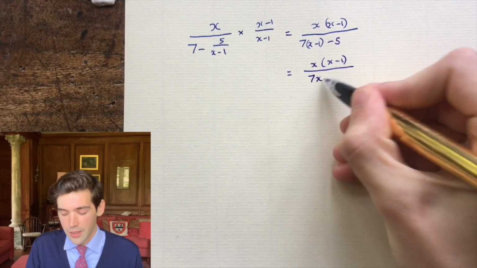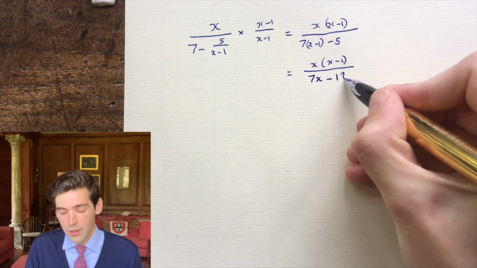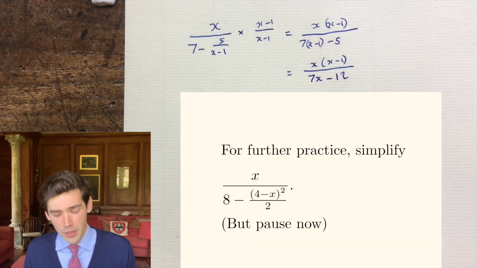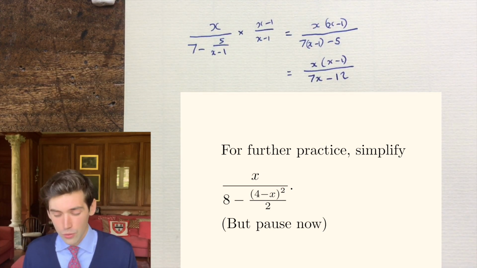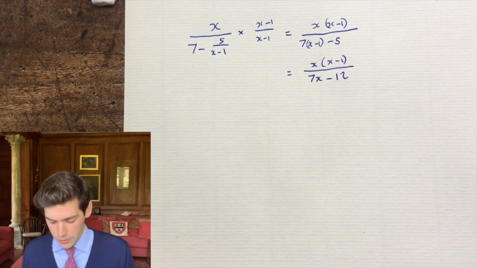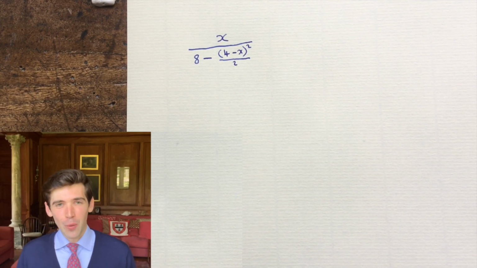And so we get 7x minus 7 minus 5, that's minus 12. It's not particularly pretty, but it's certainly a lot nicer than this. Okay? Really easy technique. I really like these questions, and I once got a bit carried away.